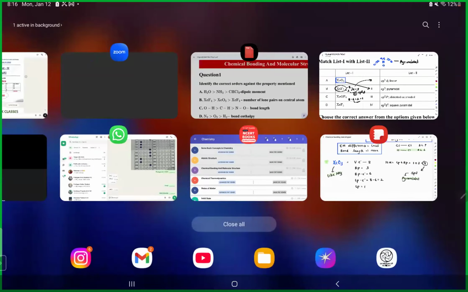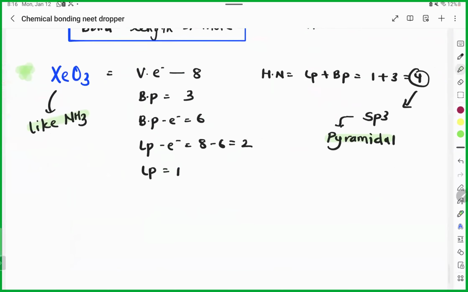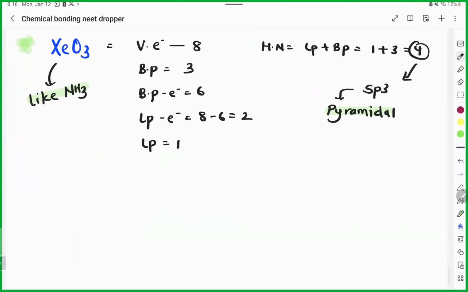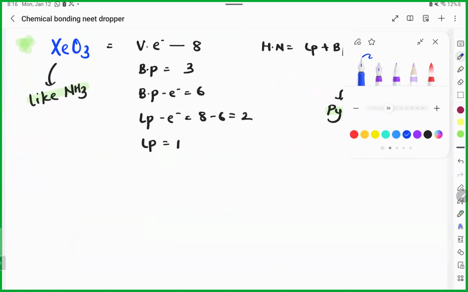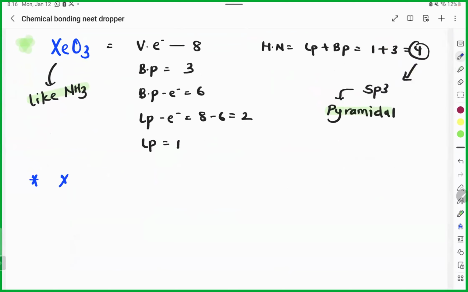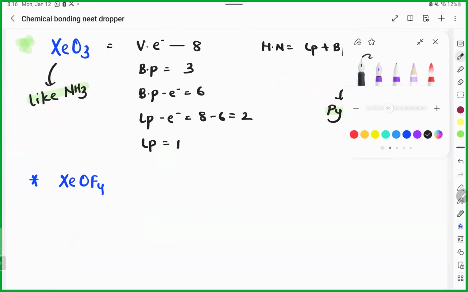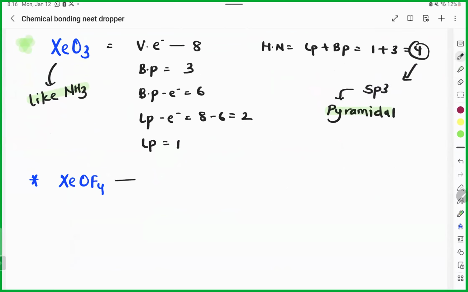We need to do this, though you can do without explaining, but still I will explain because we'll discuss the maximum number of questions. XeOF4. What is the valence electron, Chandana? What is bond pair? 4 fluorine, 1 oxygen, total 5. Correct?